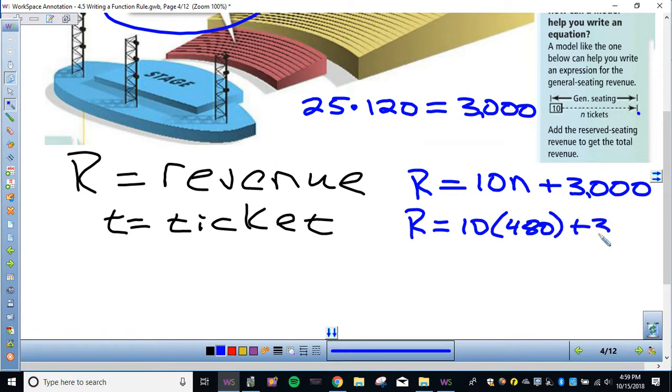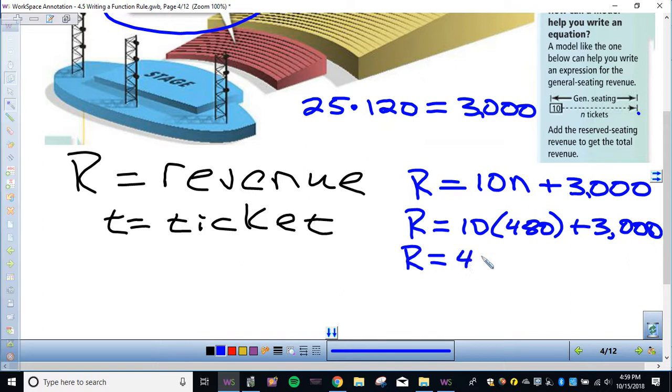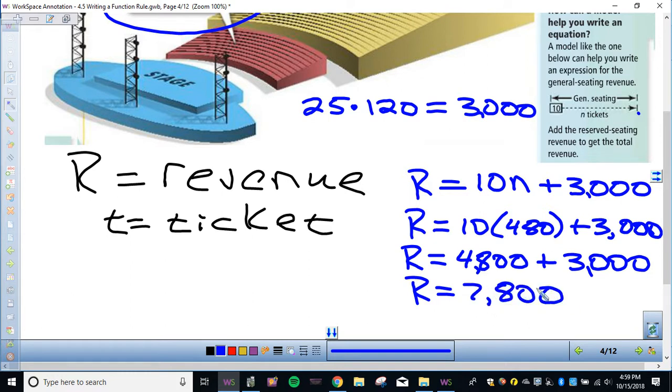Plus the 3,000 they already made for the reserve seats. And then all you have to do is multiply 10 times 480, which is 4,800, plus the 3,000 they've already made. So that's a total revenue of $7,800. Don't forget that dollar sign, otherwise you lose a half point.